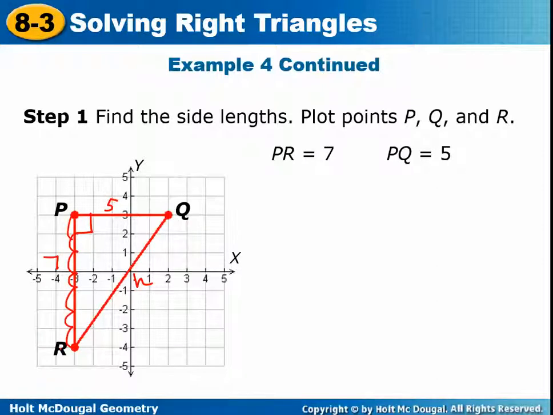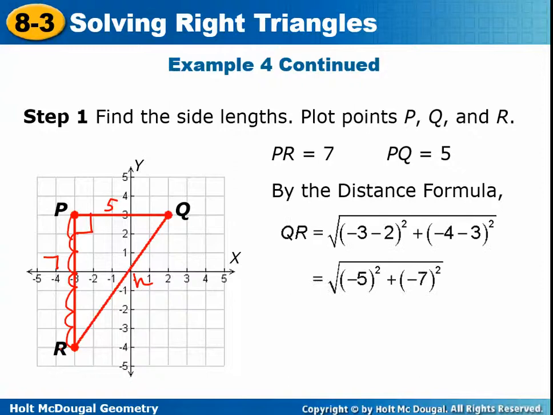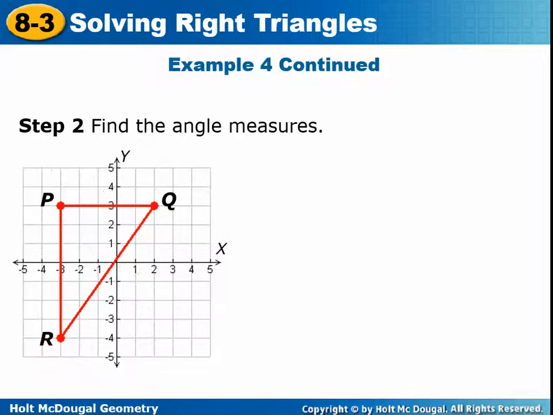This time we are given that... they didn't use the Pythagorean theorem. They used the distance formula, which also would work, and they got 8.6. Distance formula really is the Pythagorean theorem. It's just written as a formula.